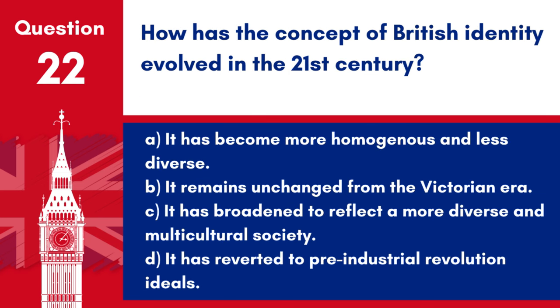Question 22. How has the concept of British identity evolved in the 21st century? A. It has become more homogeneous and less diverse. B. It remains unchanged from the Victorian era. C. It has broadened to reflect a more diverse and multicultural society. D. It has reverted to pre-industrial revolution ideals.